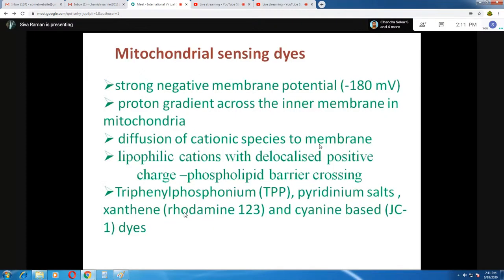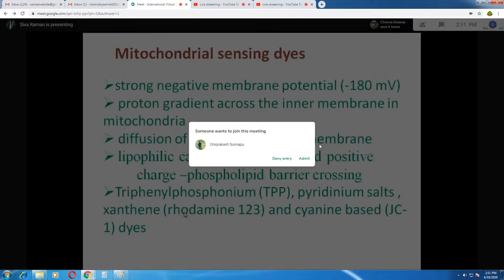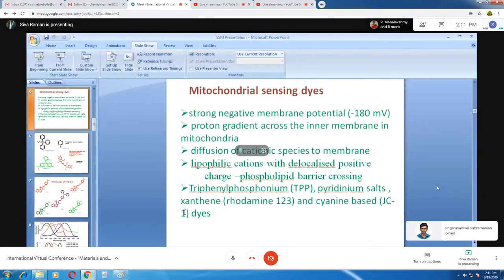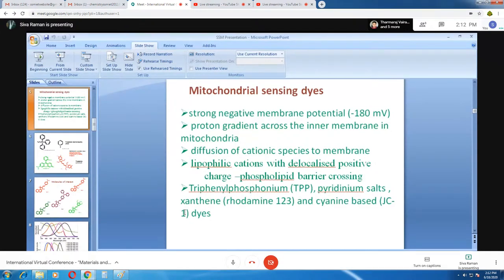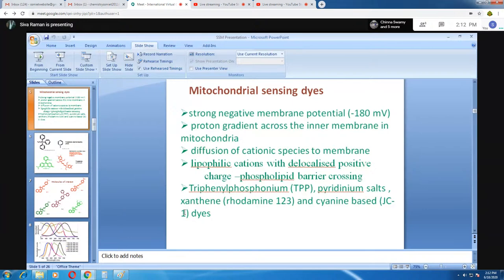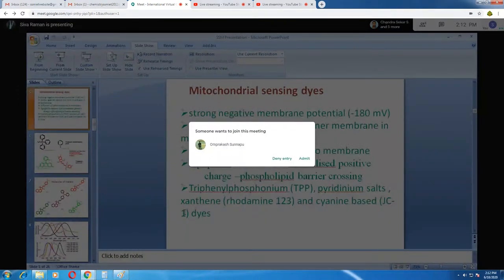Now we are going to talk about mitochondria using positively charged molecules. We already said the mitochondrial membranes are negatively charged ones, so they easily bind to positively charged molecules. The positively charged cationic species will diffuse towards the negatively charged membrane via diffusion. In addition to the positive charge, the molecule should have lipophilic character because it should cross the phospholipid barrier present in the mitochondrial membrane. Generally, triphenyl phosphonium salts, pyridinium salts and xanthine based dyes can be used as mitochondrial sensing dyes.